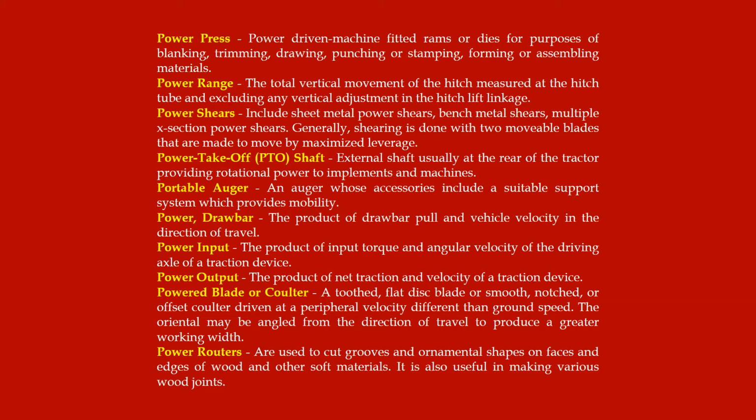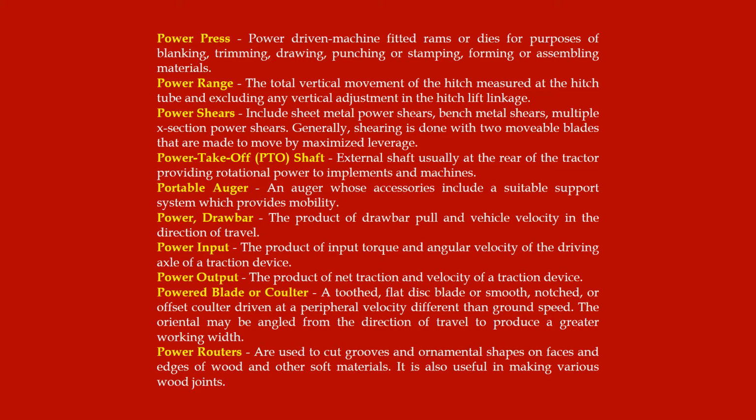Power range, the total vertical movement of the hitch measured at the hitch tube and excluding any vertical adjustment in the hitch lift linkage. Power shears include sheet metal power shears, bench metal shears, and multiple X-section power shears. Generally, shearing is done with two movable blades that are made to move by maximized leverage. Power takeoff PTO shaft, external shaft usually at the rear of the tractor providing rotational power to implements and machines.